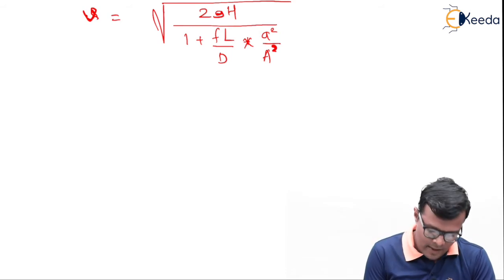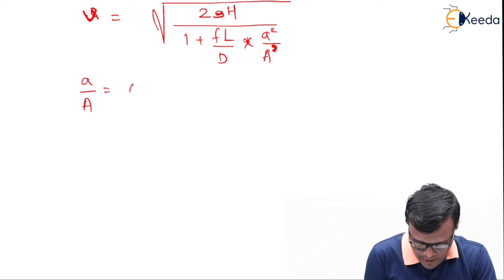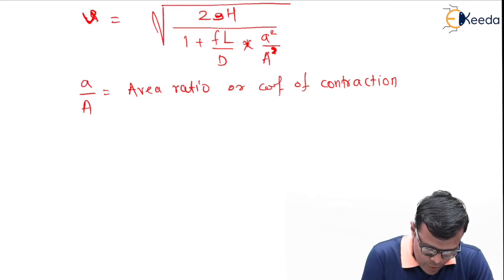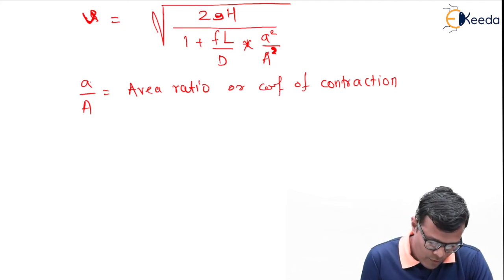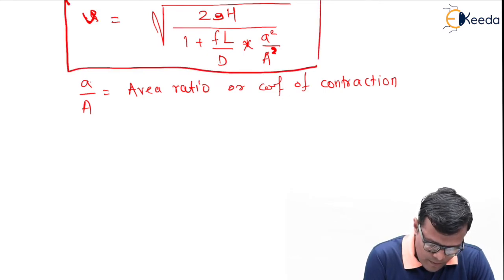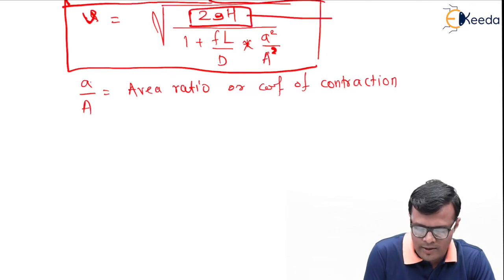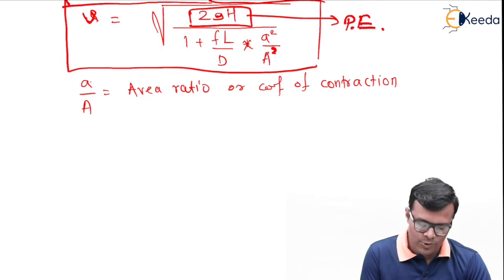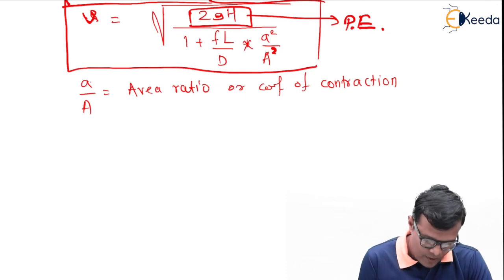For extra knowledge, let me tell you, small a upon capital A is called the area ratio or coefficient of contraction. So in the formula, we can also introduce a term called the coefficient of contraction. So this is the basic formula to calculate velocity. If you remember, this 2gh is nothing but the potential energy related with a particular height. So we can remember it as potential energy divided by this term. That's all. Thank you.